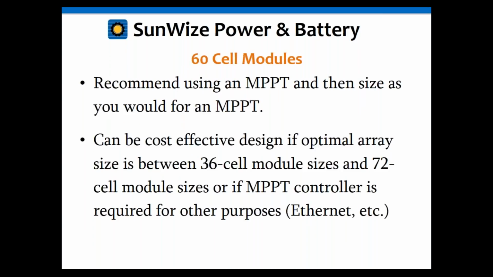Whatever wattage you come up with sizing with a PWM, just use the equivalent wattage of 60-cell modules, or even 72-cell, whatever you want to use, and just use an MPPT to step it down to your actual system voltage. In a lot of cases, it will be more cost effective, and you might even make your system more reliable. So a lot of good reasons to do that.